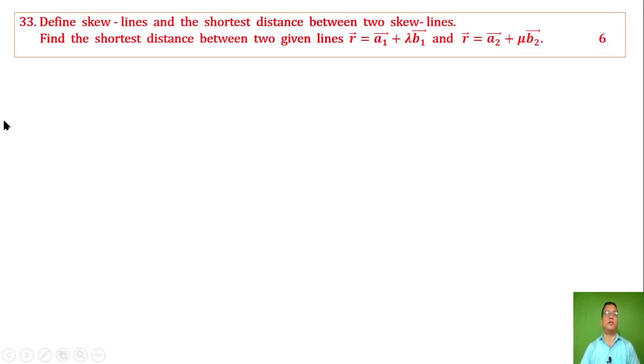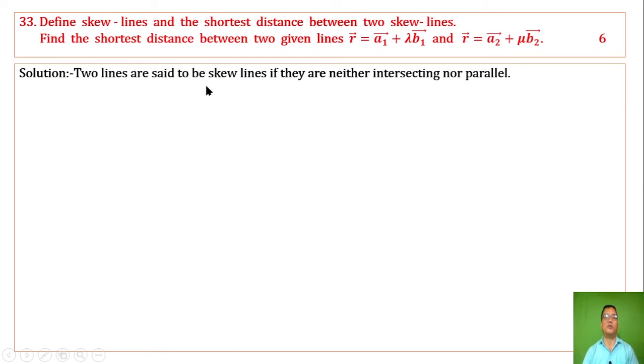33. Define skew lines and the shortest distance between two skew lines. Find the shortest distance between two given lines, 6 marks.